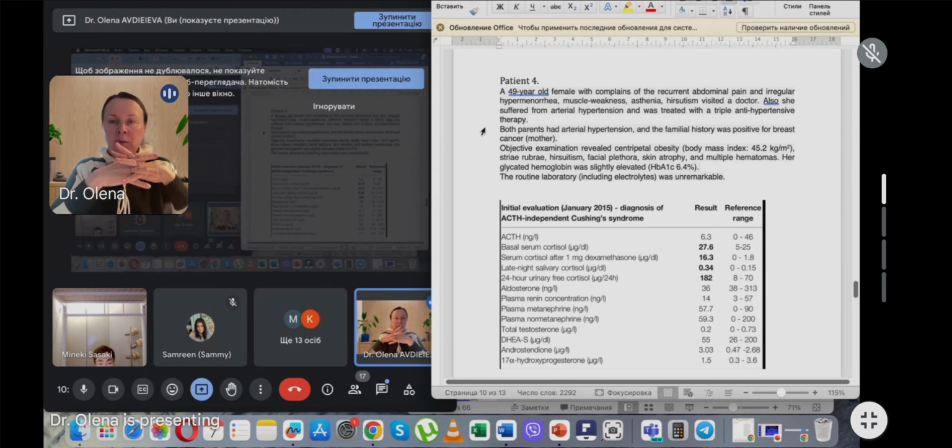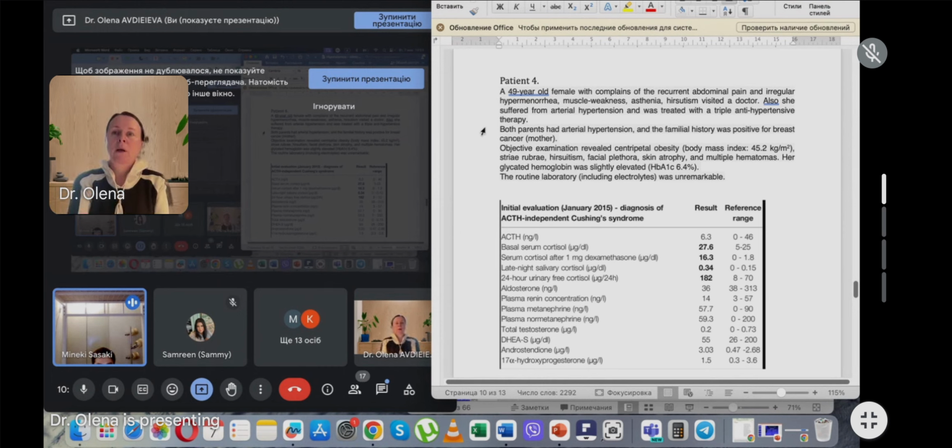Tell me, please, one more time, what are the typical signs of Cushing disease or Cushing syndrome in this patient? I can see hirsutism is one of them, and striae, and also multiple hematomas, which is easy bruising, and skin atrophy, and also centripetal obesity, which is typical for Cushing's syndrome or disease.